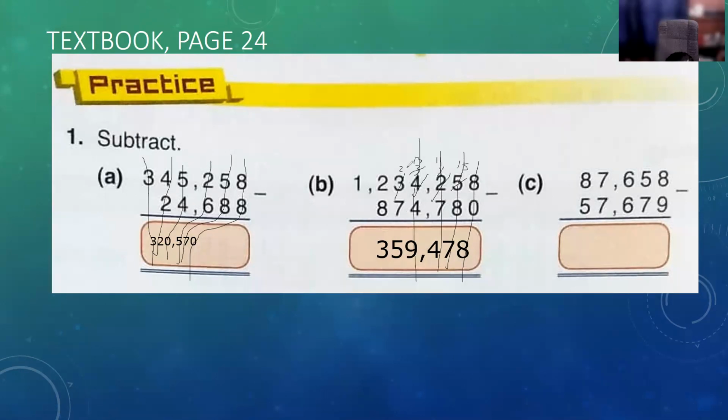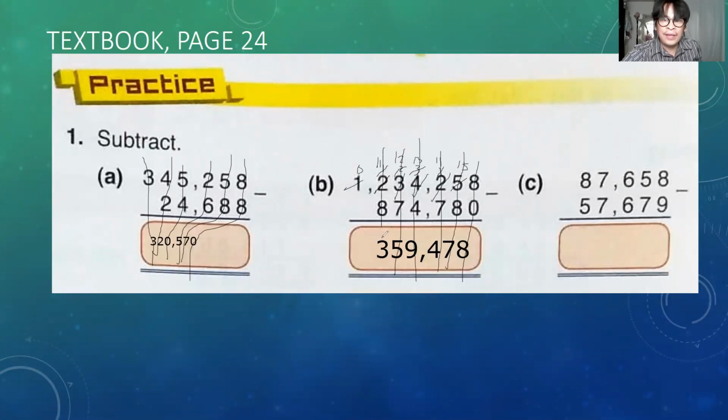2 minus 7 cannot be subtracted. So 2 becomes 12. We borrow from 2. This is 1. 12 minus 7 equals 5. Again, 1 minus 8 cannot be subtracted because 1 is smaller. So 1 becomes 11. So this one becomes now 0. 11 minus 8 is equal to 3.